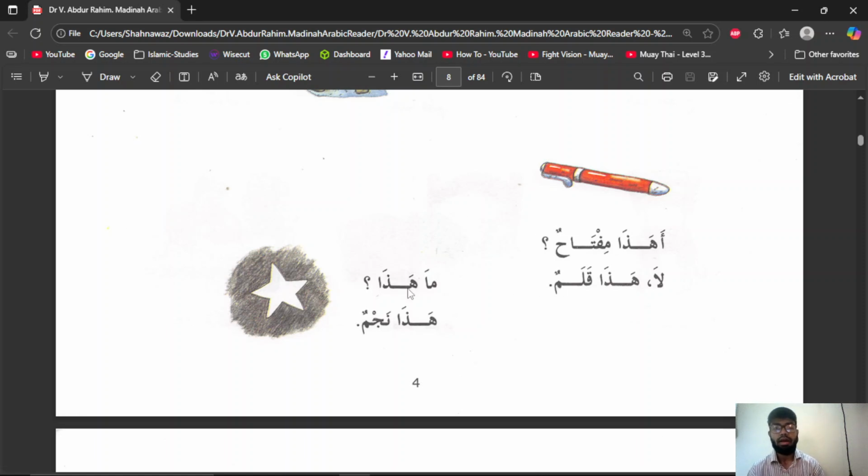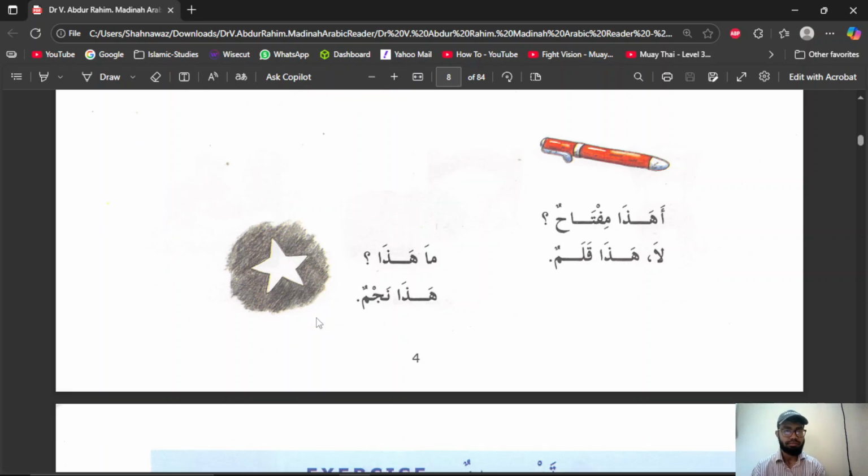Next is ma hada. What is this? So this looks like a star. So star in Arabic is called najmun. So hada najmun. This is a star.